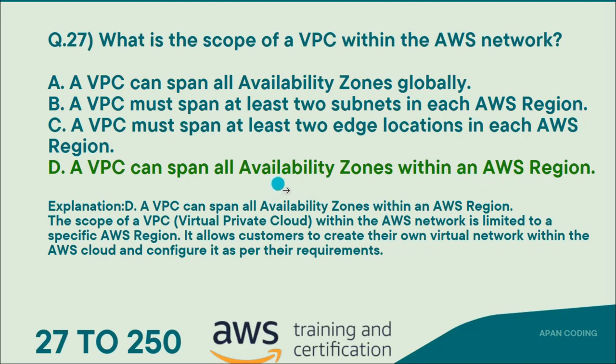You know, friends, VPC, availability zones and regions. So availability zones belong inside the regions. So the explanation is here. Option number D.